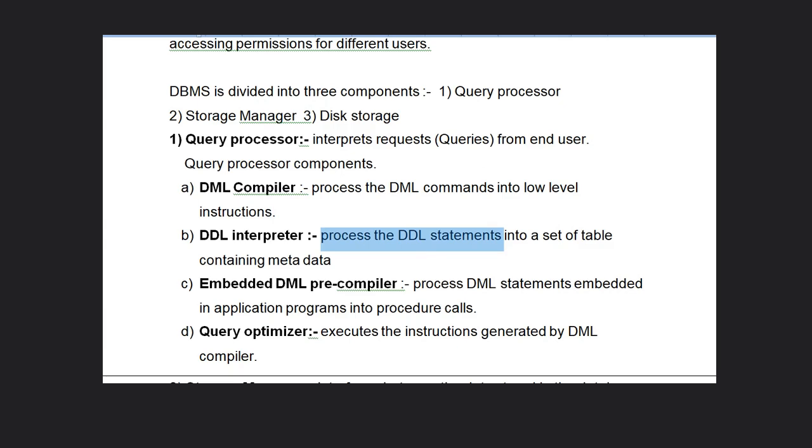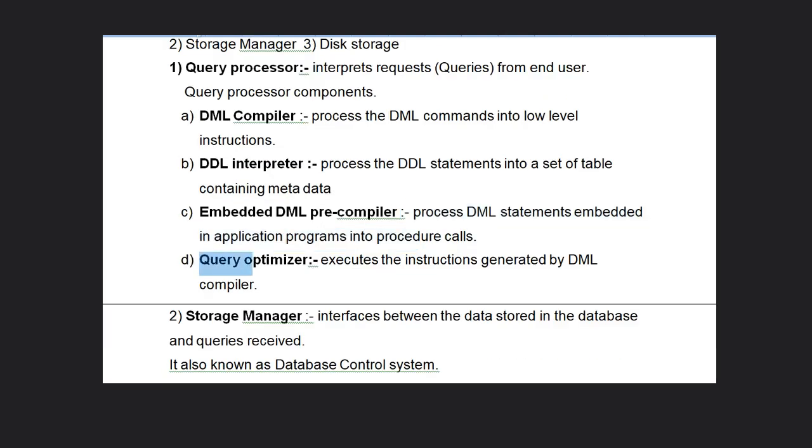The next component is the embedded DML precompiler. It processes DML statements which are embedded in application programs into procedure calls, and then those procedure calls will be executed within the system. The next component in the query processor is the query optimizer. The query optimizer executes the instructions generated by the DML compiler.